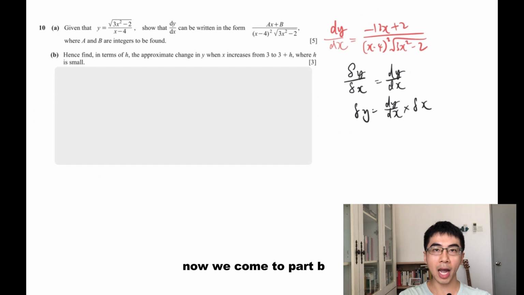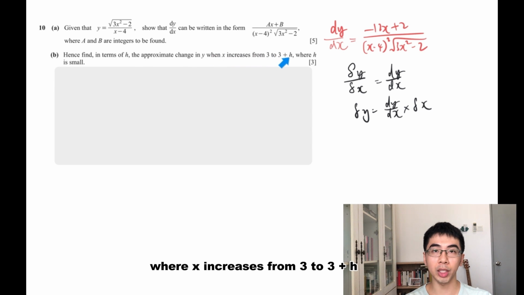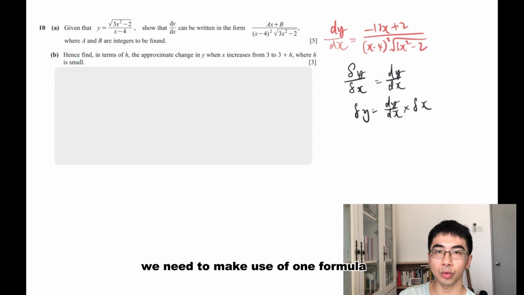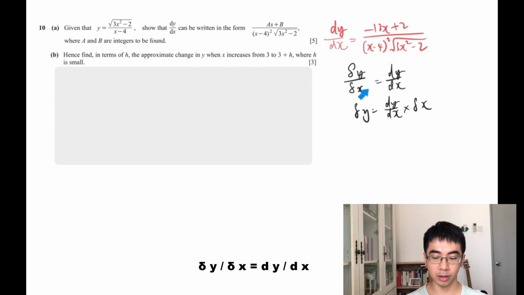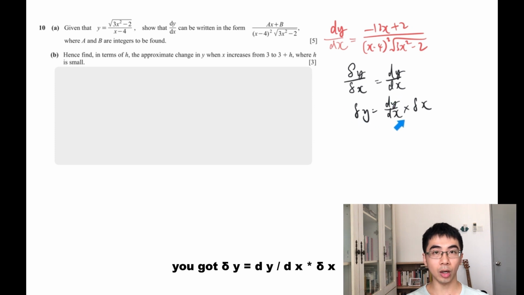Now we come to part B. Here we need to find, in terms of h, the approximate change in y when x increases from 3 to 3 plus h, where h is very small. So we need to make use of one formula, which is that delta y over delta x is equal to dy over dx. So multiply the delta x to the right hand side, you get delta y is equal to dy over dx times delta x.